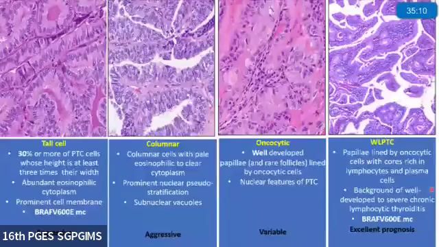However, their length is not more than 1 to 1.5 times the width in columnar cell variant. However, in tall cell variant, the length of the tumor cells is more than 3 times the width.